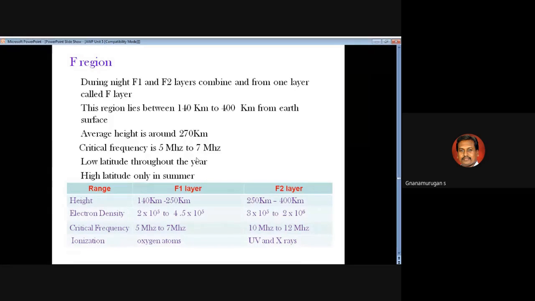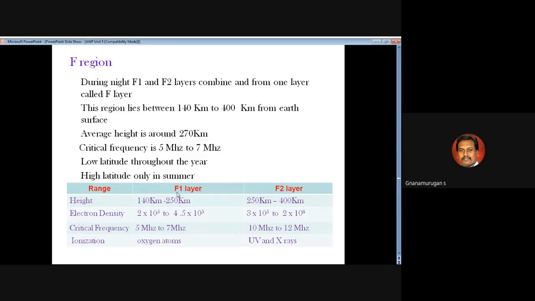The combination of F1 and F2 is called the F region. This region lies between 140 kilometers and 400 kilometers from the Earth's surface, so the height is 270 kilometers. The critical frequency range is 5 megahertz to 7 megahertz. And this is the operation of the F region. The F region is low altitude throughout the year, and high altitude only in summer. Okay, and the difference between the F1 layer and the F2 layer.